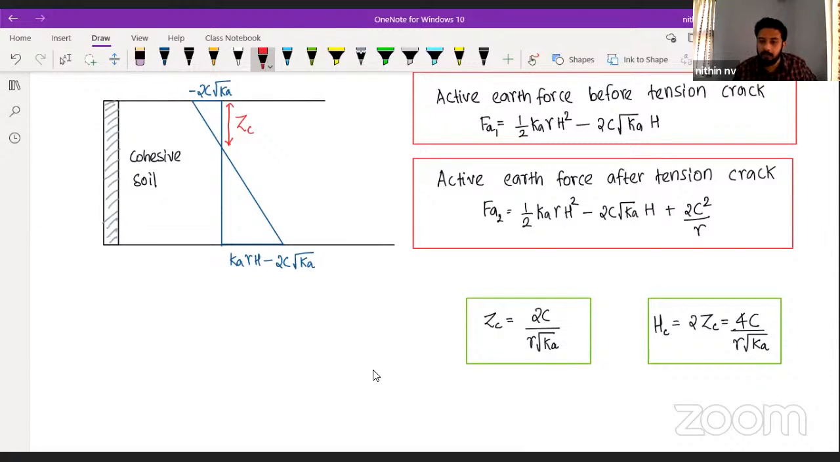Krishna, you do one thing. Maybe you might have made a mistake in this gamma value. You check it, okay? Check the gamma value properly.